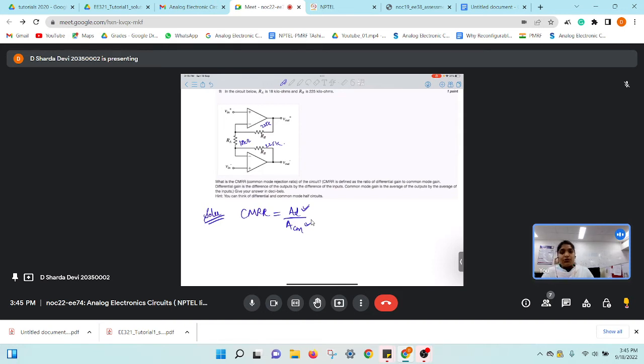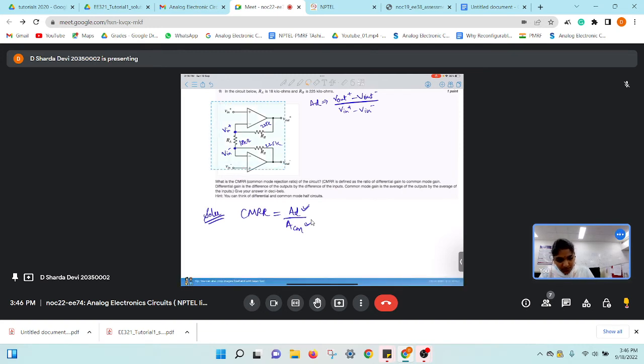So moving ahead with that same concept, we are calculating AD. I'm letting the inputs be Vin plus and Vin minus, and the outputs be V out plus and V out minus, and my gain will be V out plus minus V out minus by V in plus minus V in minus for AD. Is this clear to everyone? How we got this? So now using the virtual short, this point will be Vn plus and this point will be Vn minus.